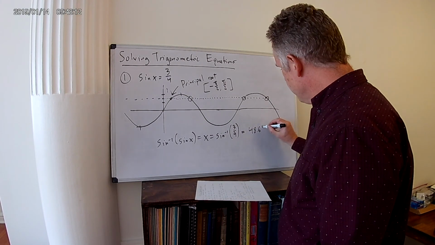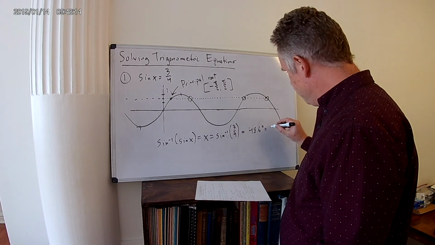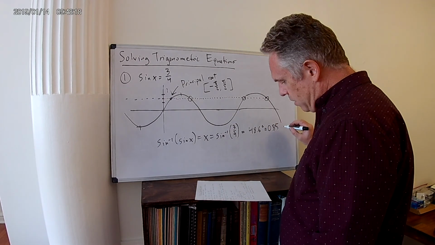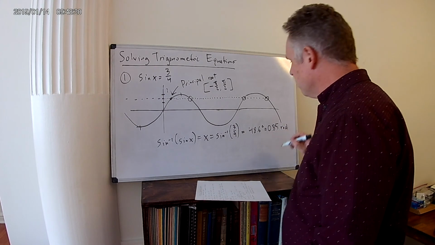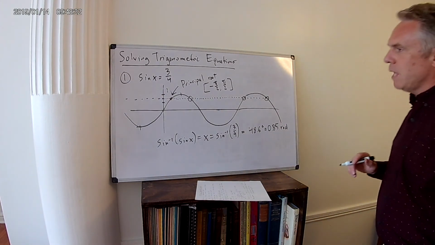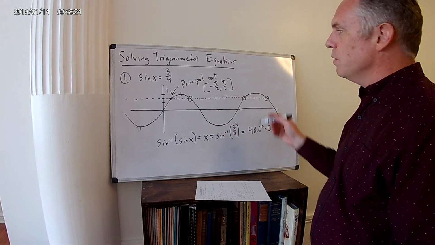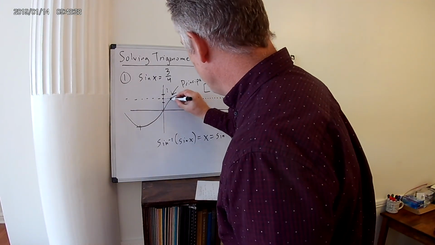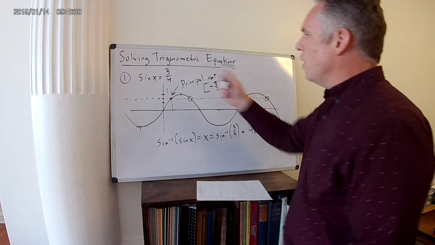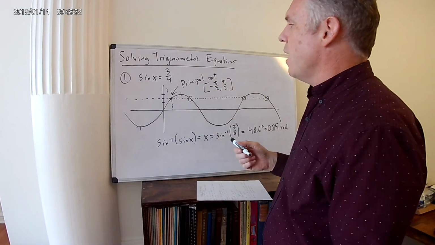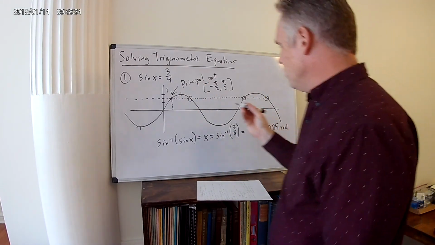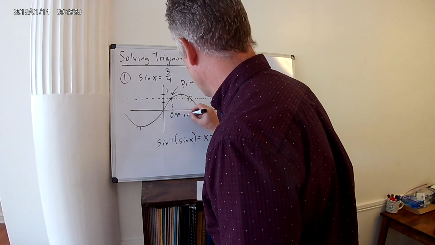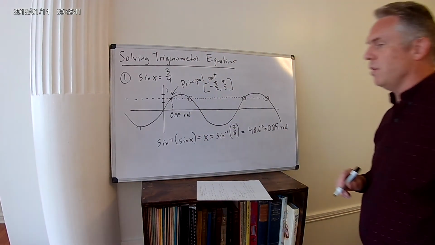48.6 degrees equals 0.85 radians. Okay, that is the solution. That is the principal root, or the principal solution of this equation. So if we come down here, the value of the angle for which sine of x equals 3/4, it turns out is 0.85 radians. 0.85 radians is the answer to this problem.